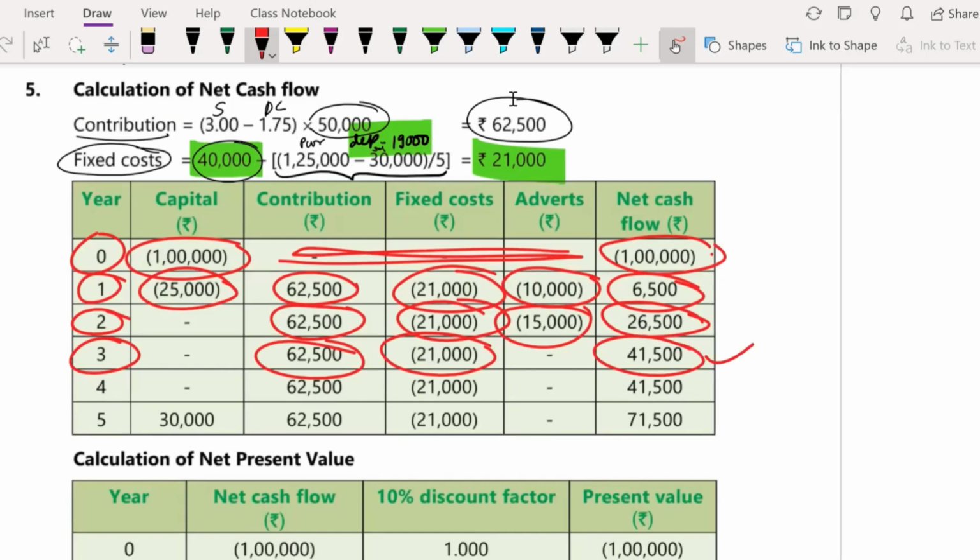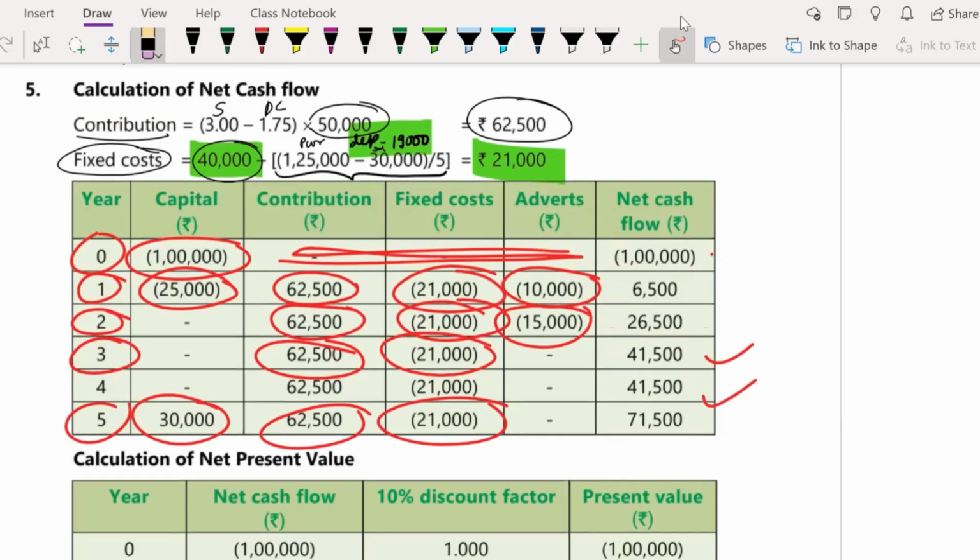In the case of year 5, you will get a salvage value of 30,000. So there is one inflow. And then you have your contribution 62,500. And then you have an outflow of 21,000 fixed cost. So this will be your net cash flow. Okay. So here given will be your net cash flows.